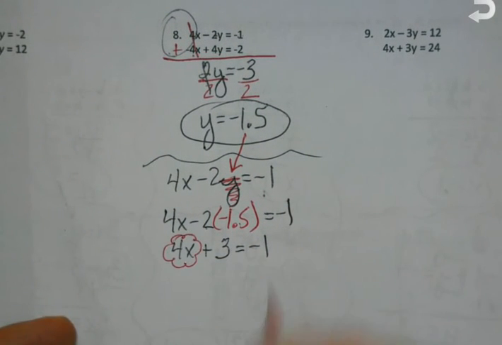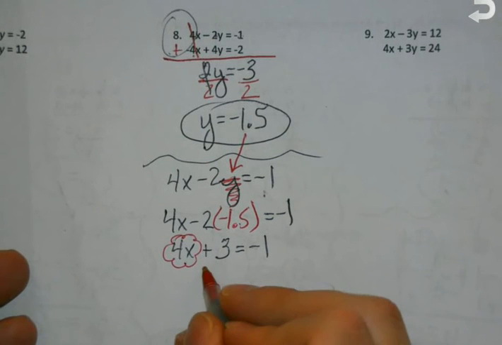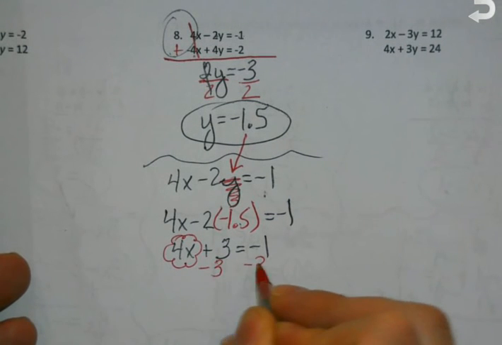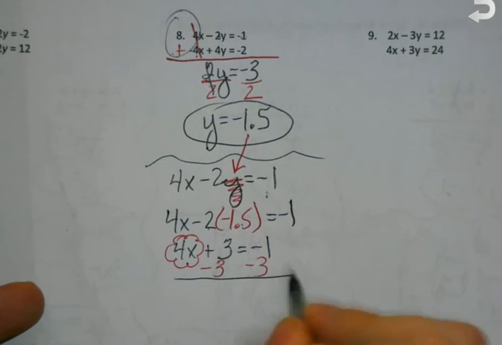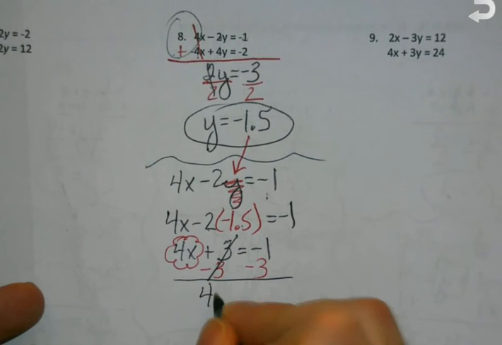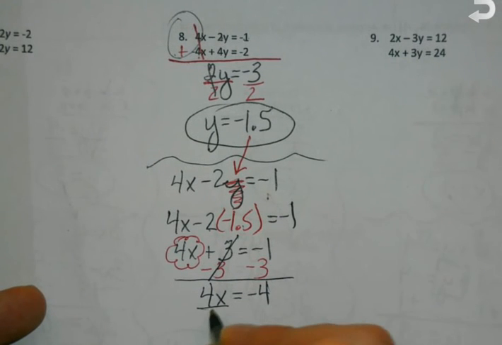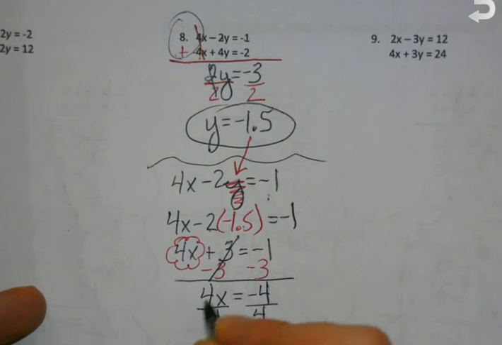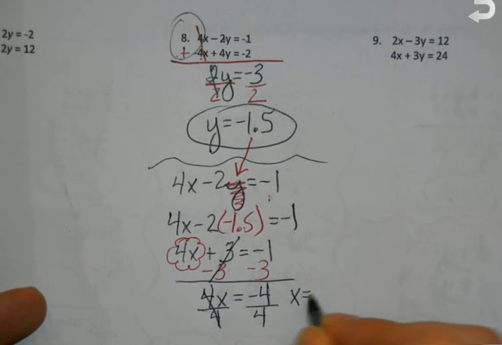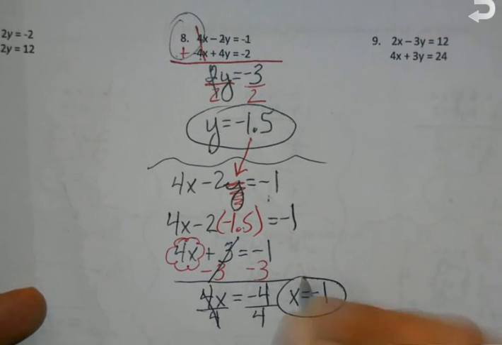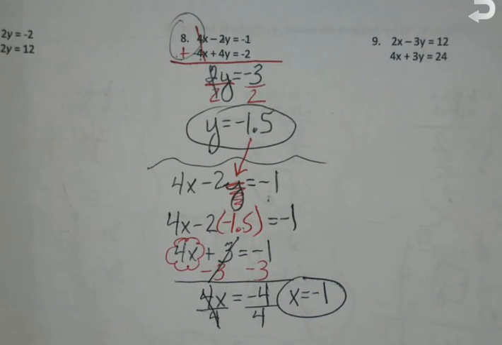And then I want to get the 4x alone. So I do my opposite. I minus the 3. They go away. So I end up with 4x equals negative 4. And I divide by 4. And I'm good. Okay, so don't let decimal answers mess with you.